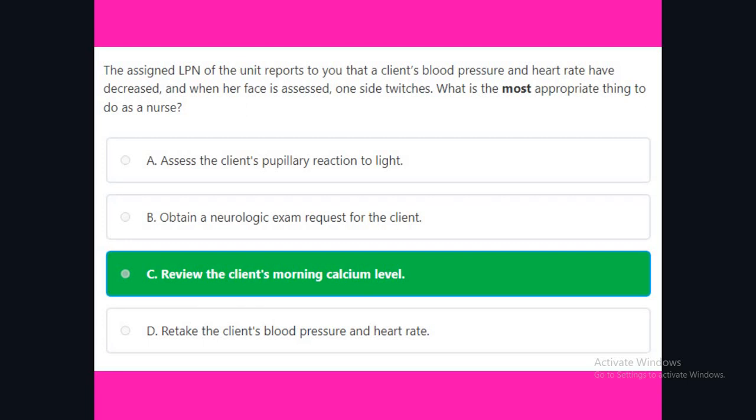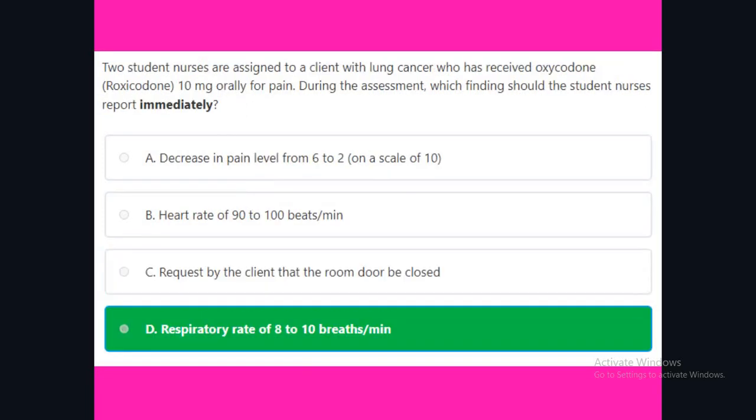Next is the assigned LPN of the unit reports to you that the client's blood pressure and heart rate have decreased. And when her face is assessed, one side twitches. What is the most appropriate thing to do as a nurse? Assess the client's pupillary reaction to light, obtain a neurological exam for the client, review the client's morning calcium levels, retake the client's blood pressure and heart rate. So we all know that face twitching can be due to abnormal calcium levels. So reviewing the client's morning calcium levels becomes a priority.